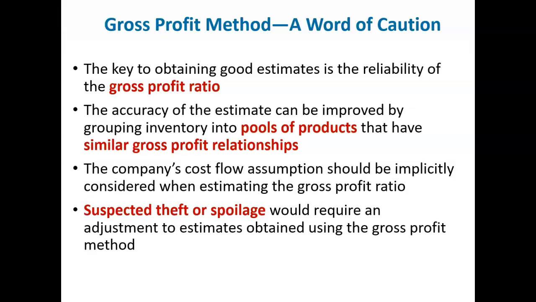The company's cost flow assumption should be implicitly considered when estimating the gross profit ratio. For example, if LIFO is used and the relationship between cost and selling prices changed for recent acquisitions, this would suggest a ratio different from one where the average cost method was used. Another difficulty of the gross profit method is that it does not explicitly consider possible theft or spoilage of inventory. The method assumes that if the inventory was not sold, then it must be on hand at the end of the period. Suspected theft or spoilage would require an adjustment to the estimates obtained using the gross profit method. It is very important to note that the gross profit method is not acceptable for preparation of annual financial statements.